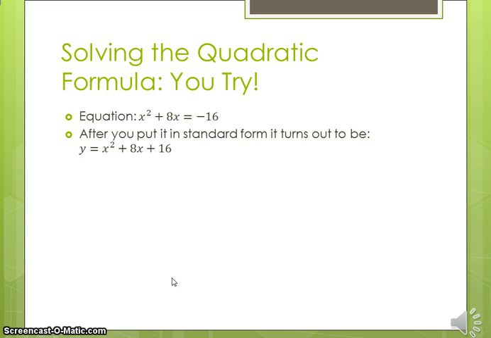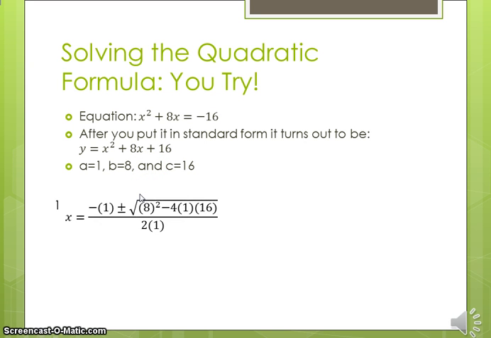Welcome back. You need to put the equation in standard form. So after you get into standard form, it equals y equals x squared plus 8x plus 16. Because negative 16 is on this side, you need it on this side to make it into standard form. So you add 16 to both sides. So this side cancels, and this side gets 16. So a equals 1, b equals 8, and c equals 16.